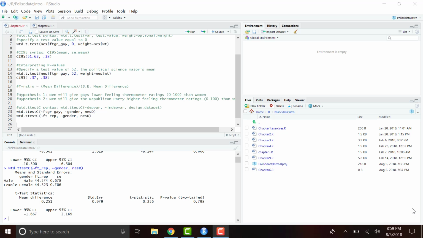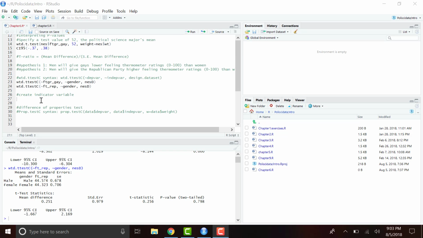So this is the last section of the chapter, and we're going to be talking about if we're asking a research question, not dealing with means, but rather comparing proportions between groups. So in our example, we're going to compare the proportion of male Democrats with the proportion of female Democrats. In order to do that, we need to create an indicator variable using our as.numeric function. And then we're going to be able to use a different function called prop.testC. So the first thing we have to do is create an indicator variable, and what we're going to be doing here is converting the dem category of NES PID underscore 3 into our numeric indicator.